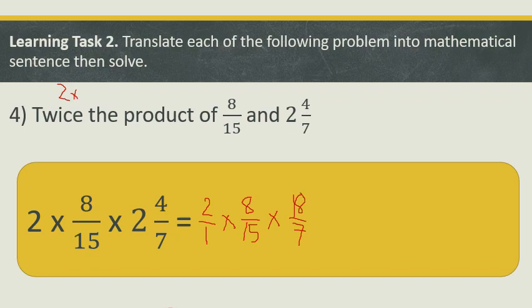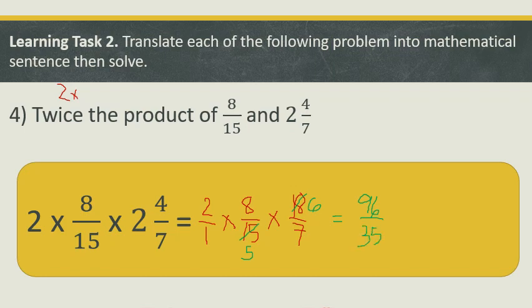So, ngayon, ang may common factor lang dyan ay itong 15 at saka 18. So, pwedeng i-divide sa 3. So, kaya ang 18 ay magiging 6, kasi 18 divided by 3 ay 6. 15 divided by 3 is 5. So, ngayon, pwede na tayo mag-multiply. So, 2 times 8 ay 16. Times 6 is 96. Then, yung denominator natin, so 5 times 7 is 35.